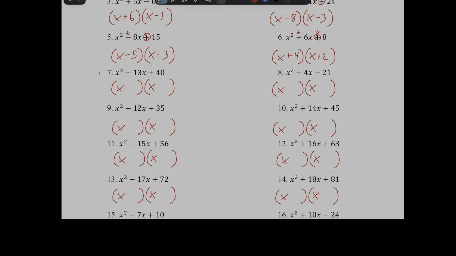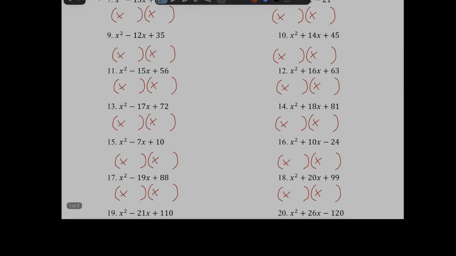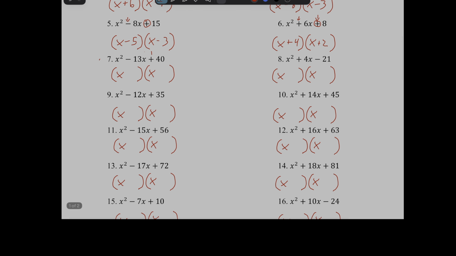Number 7, the third term is positive. There's a lot of third term positive. Do I have any negatives? Not many, there's a few. Hopefully B and C are a little more mixed. Third term is positive, signs are the same. Take the sign of the middle, minus minus. The factors of the third will add to the middle, and in this case it's going to be 8 and 5. They multiply to 40 and add to 13.